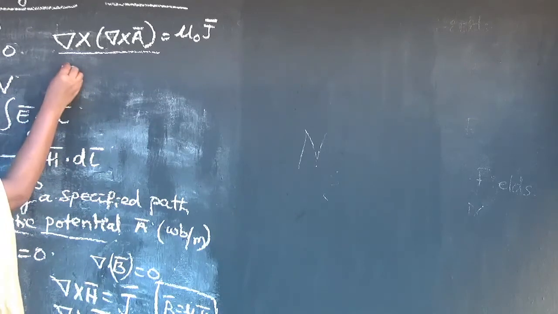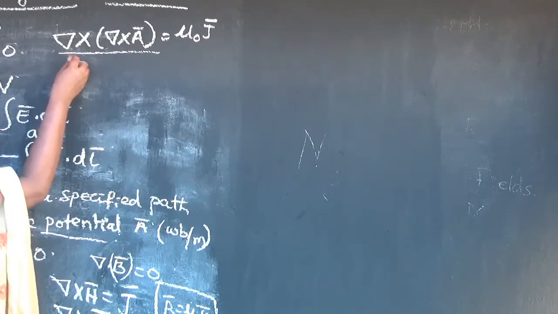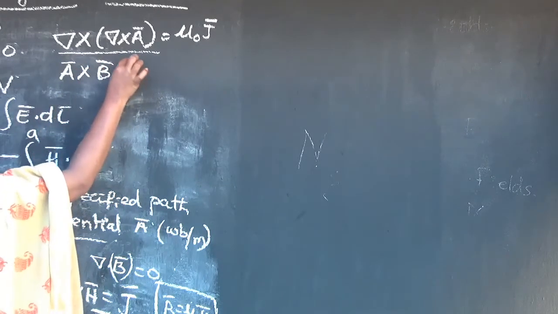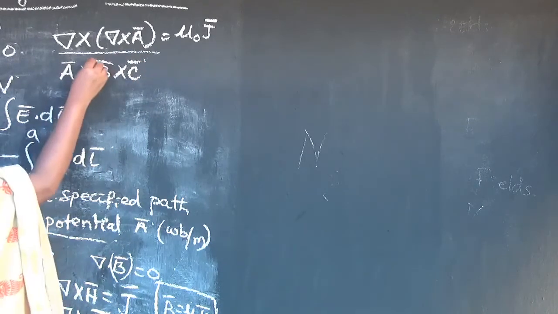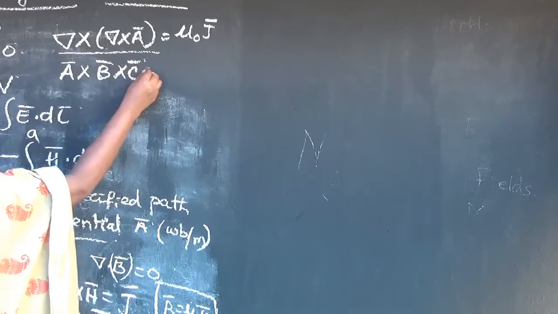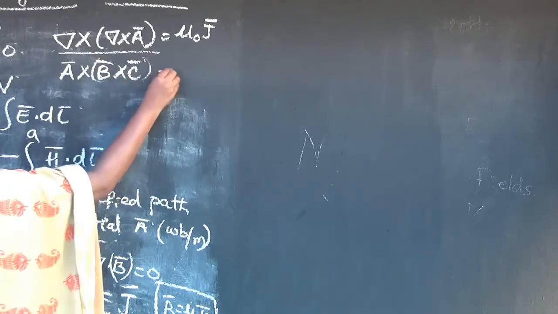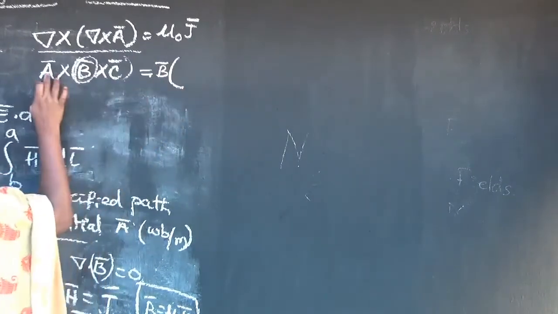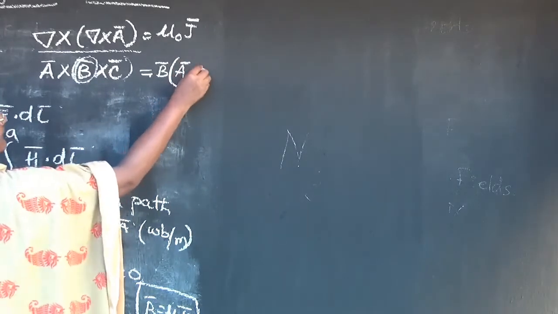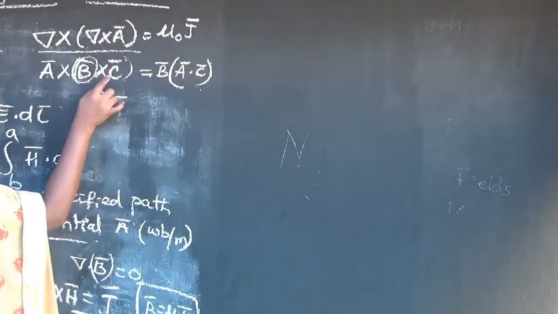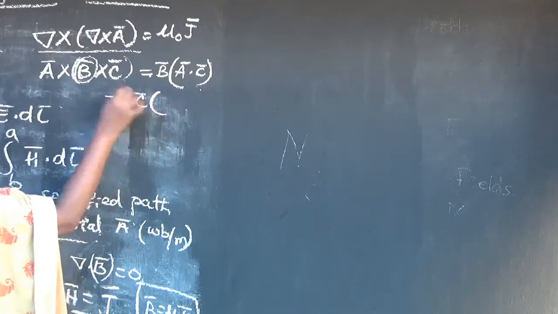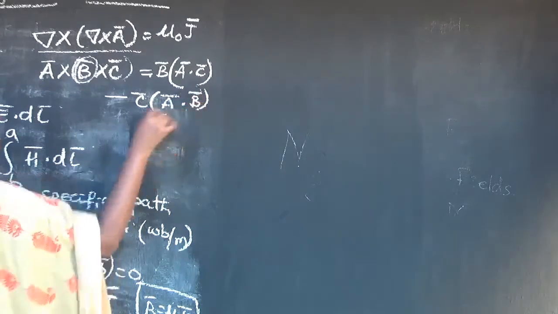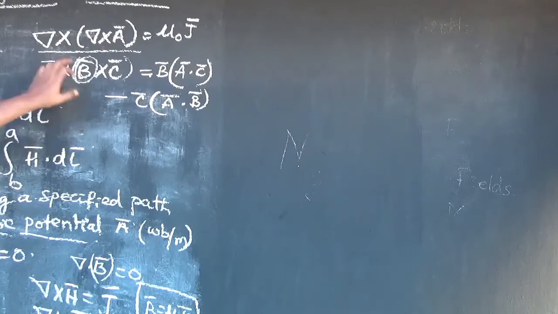So the vector product of three vectors, the cross product, is nothing but the first quantity B bar into A bar dot C bar, minus the next quantity C bar into A bar dot B bar. So by using this identity we can write this.